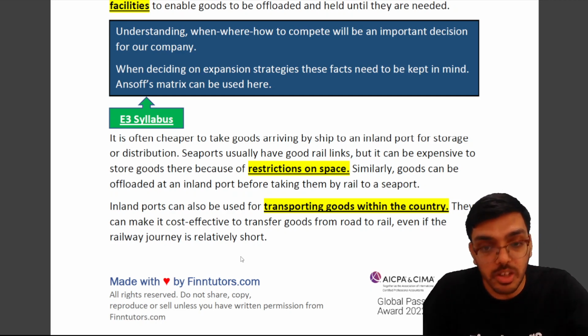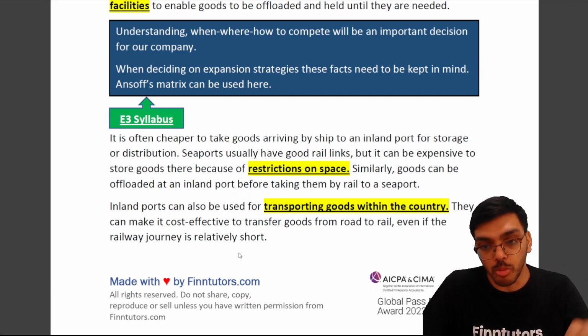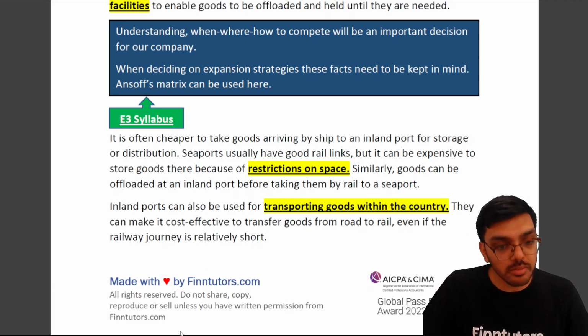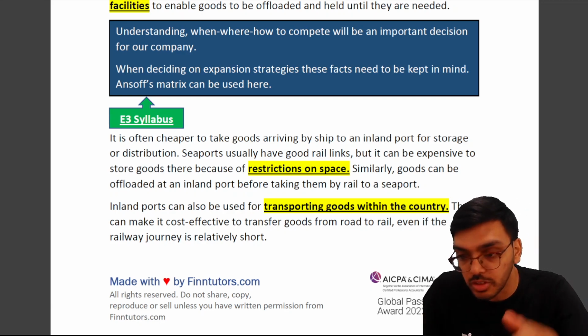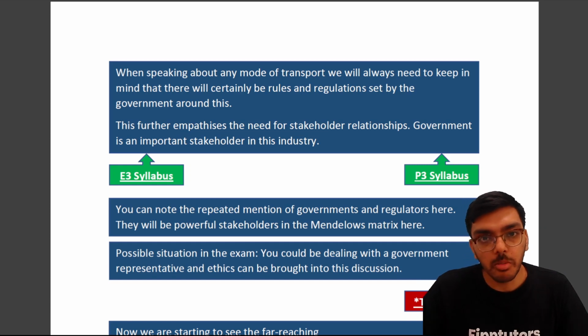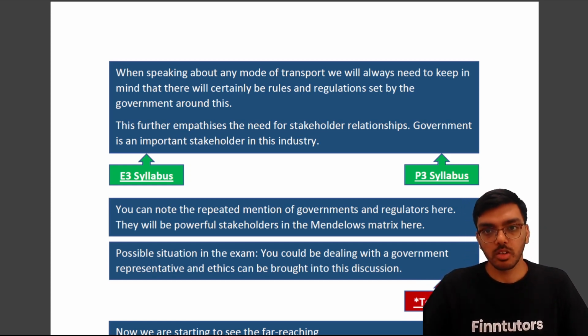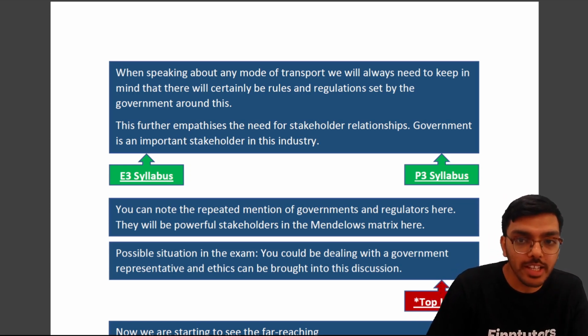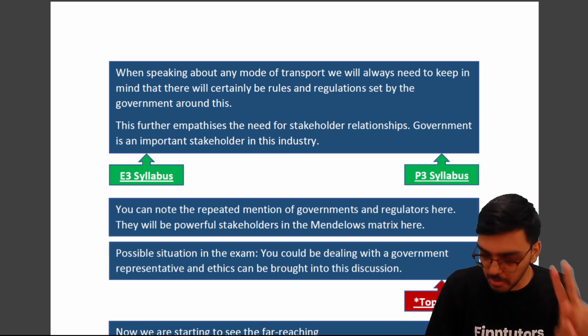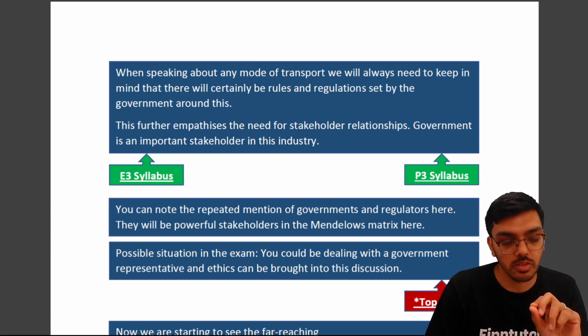They can make it cost effective to transfer goods from road to rail, even if the railway journey is short, because that inland port has very good connections. Now, when I'm speaking about any mode of transport, we will always need to keep in mind that there are going to be rules and regulations set aside by the government around this.